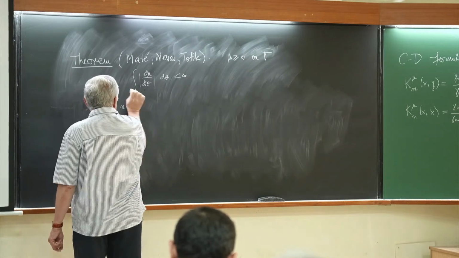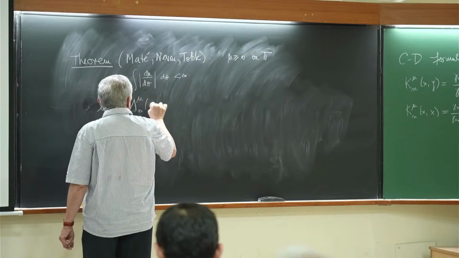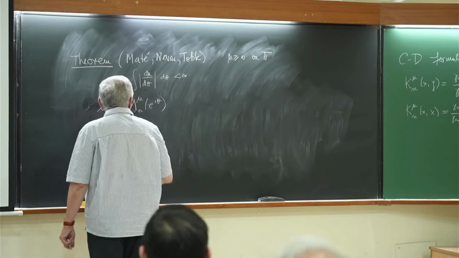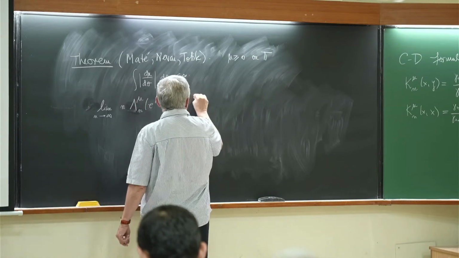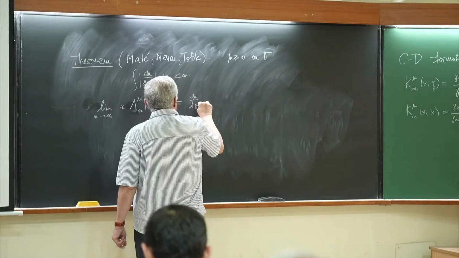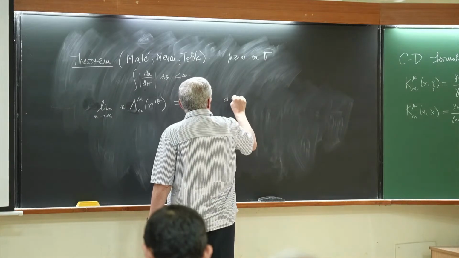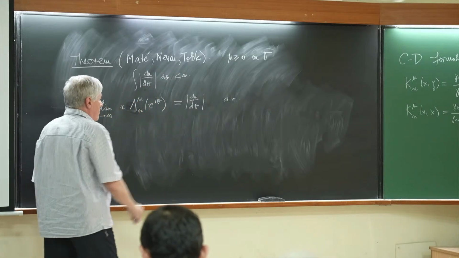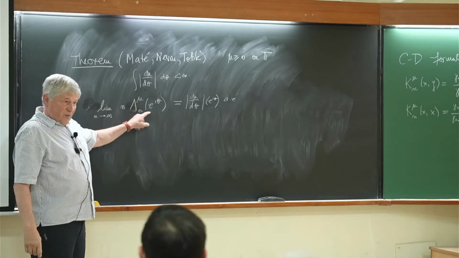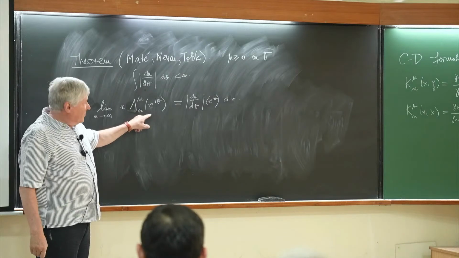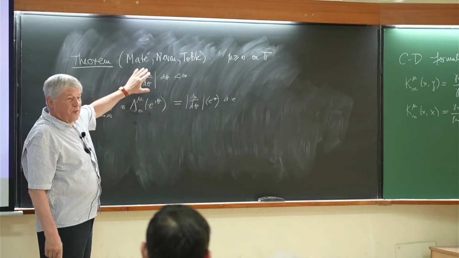n plus 1, or n, doesn't matter, lambda mu n e to the i theta, is precisely the value of the absolutely continuous part. So that's totally remarkable. This was proved in the 90s.